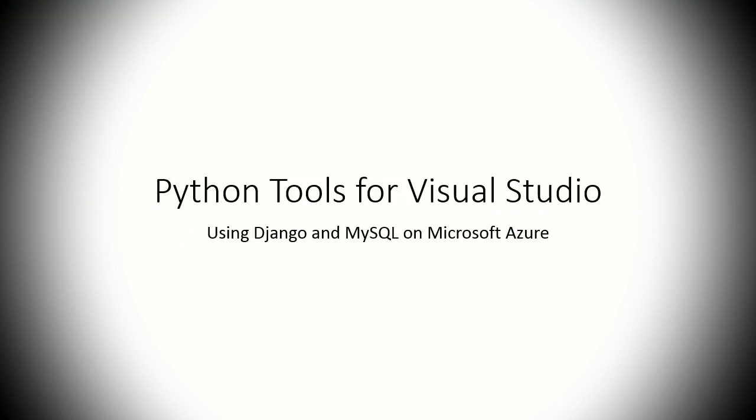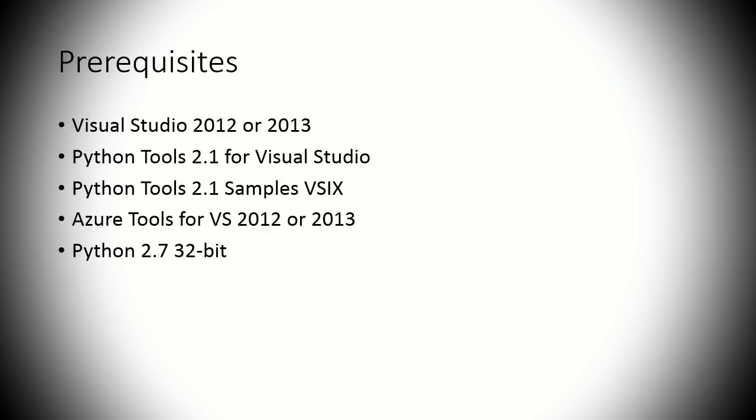Hello. In this video, we'll use Python Tools for Visual Studio to create a simple polls application with the Django web framework. It will store its data in a MySQL database on Microsoft Azure, and the application will be hosted in an Azure website. I'll be using Visual Studio 2013, PTVS 2.1 including the samples v6, Azure Tools for VS 2013, and Python 2.7.